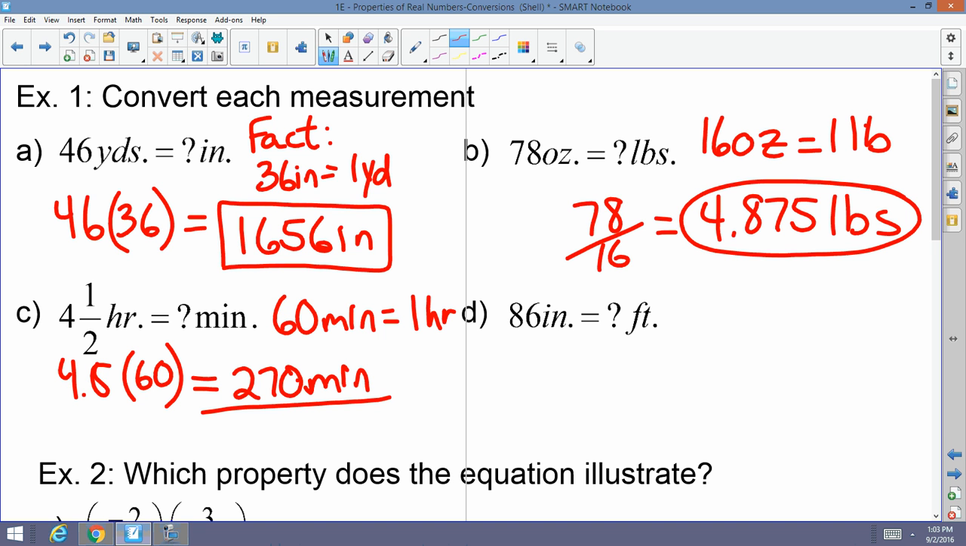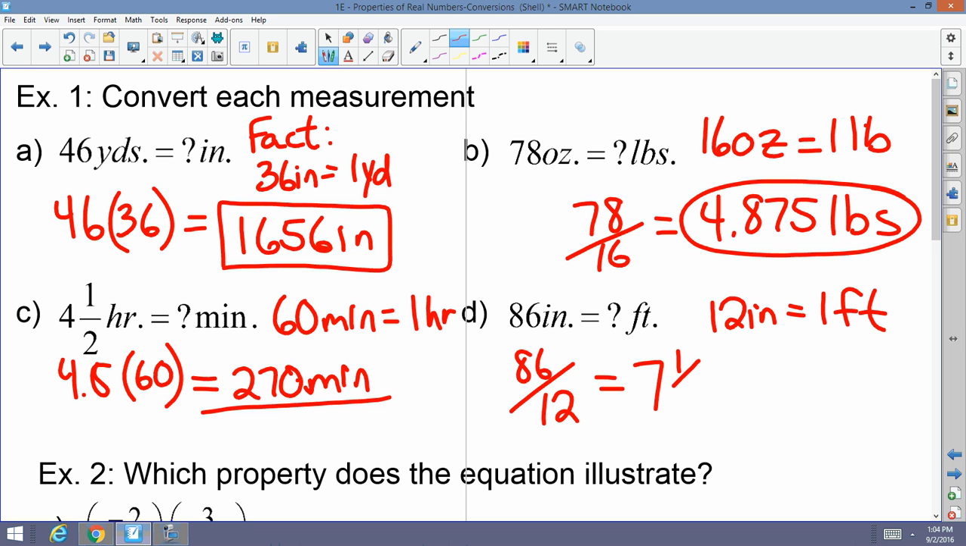86 inches equals how many feet? In this case, again, we're going from small to large, so we are going to divide. Remember that there are 12 inches in 1 foot. I have 86 inches. I want to know how many feet that is. So I am going to take 86 and I'm going to divide it by 12. Why? Because I'm going from small to large. And that will equal 7 1/6. Right? Because 7 times 12 is 84. I have 2 left over. We could reduce it to 7 1/6 feet. Always label your units, especially in conversions.